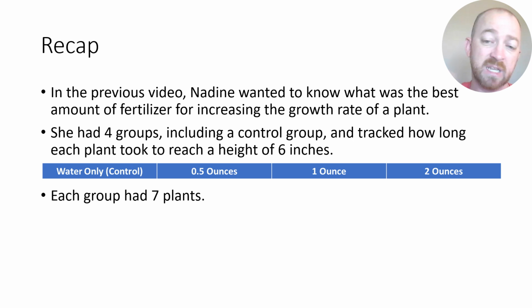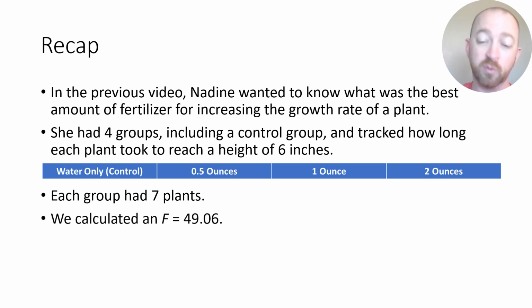Now you'll recall that each group had 7 plants within them, and so there was a total of 28 plants that were planted, or seeds that were planted. And you'll recall that we calculated a final F value, an F statistic of 49.06. So now what we're going to do here is figure out, what does that mean? What can we learn from that statistic at this point?